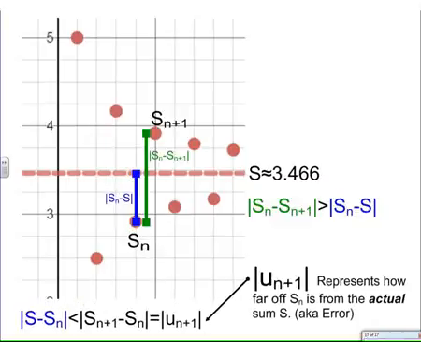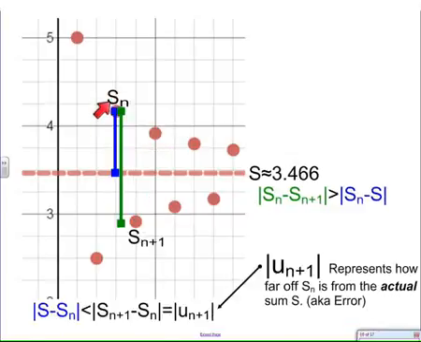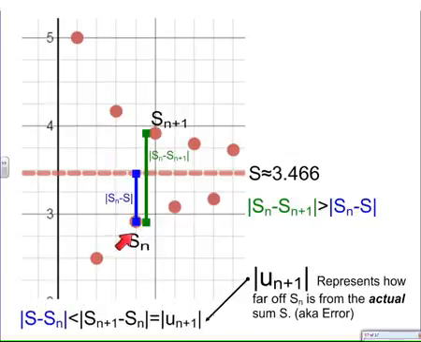Notice that this statement is true whether our first partial sum is above or below the actual sum. It doesn't matter, because we're using absolute values here, we're talking about distance. Here we can see that this partial sum is closer to the actual sum than the distance between the partial sum and the next consecutive partial sum. So the blue line is shorter than the green line, and this will be true no matter where I start my partial sums.